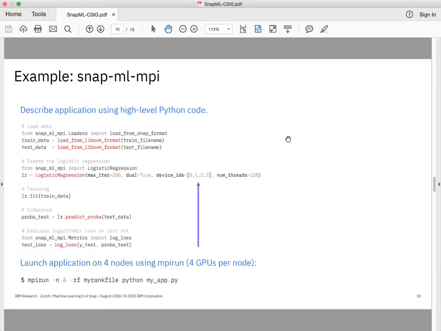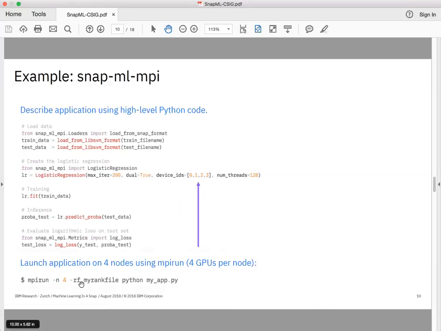In terms of the MPI code, the interface is very similar to scikit-learn, but it's not exactly the same because scikit-learn is not a distributed framework. So we have to re-implement some stuff like data loading and metrics. It's all done in snap-ml-mpi in a distributed way. But in the sense, the interface is extremely similar.